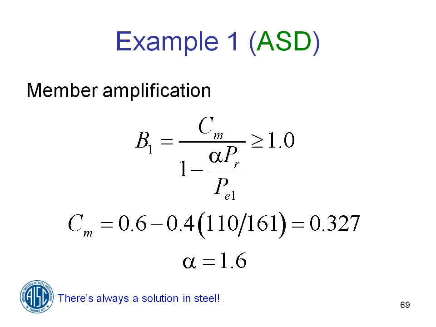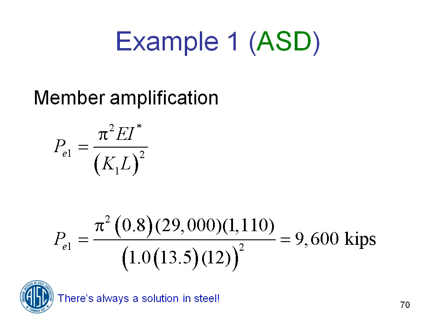So the member amplification, if we do this problem in ASD, we've got C_m over 1 minus alpha P_r over P_e1, and we have to remember to use alpha of 1.6. We've got the moments given. Moment at one end was 110 foot-kips, and at the other was 161 foot-kips. So C_m is 0.6 minus 0.4 times the ratio of moments, bending in reverse curvature. So C_m is very small, 0.327 right here.